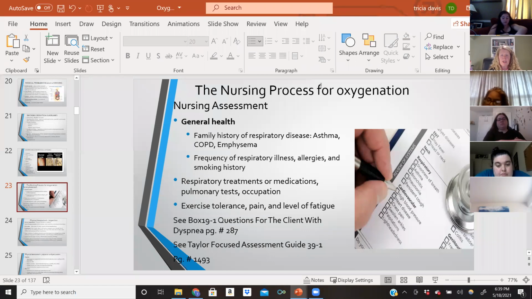So there is a focused assessment guide in your book. It's on page 1493, box 39-1, that will guide you through that focused assessment for oxygenation. And then there's also some questions on page 287, box 19.1. That's going to be questions for the client with dyspnea, if you guys want to read that.